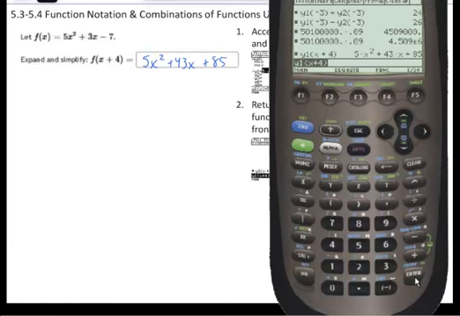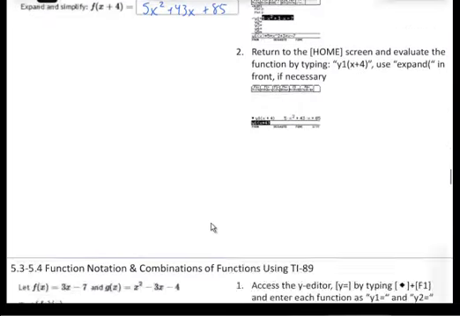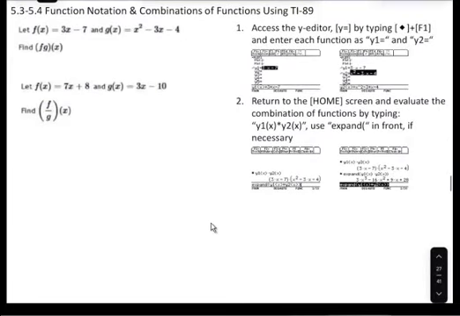But again, notice it just evaluated and expanded our function notation for us as long as we put our outer function in the y editor. This is going to continue to be what you see in chapter 5 dealing with these polynomials. Here are the other two combinations of functions, which are multiplying and dividing.